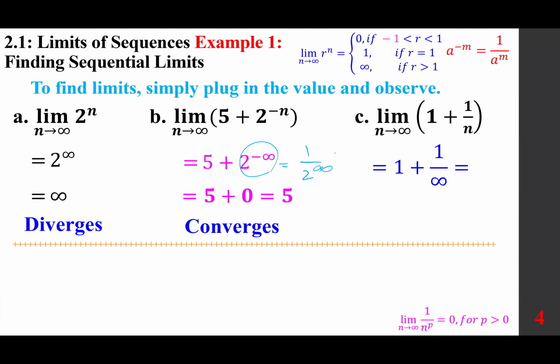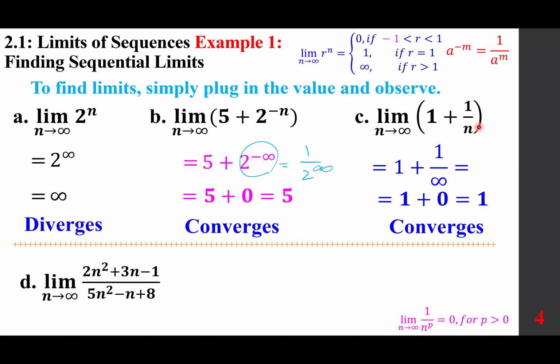Last part, if you plug in, 1 over infinity becomes 0, the answer is 1, and it converges. However, you can either do that or remember the theorem. The limit of 1 over n to the power of p as n approaches infinity is 0 as long as p is positive. In this case, p equals 1. The exponent on n is nothing. That means 1.